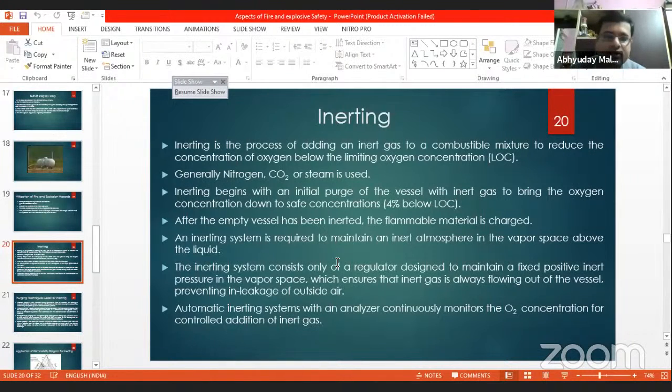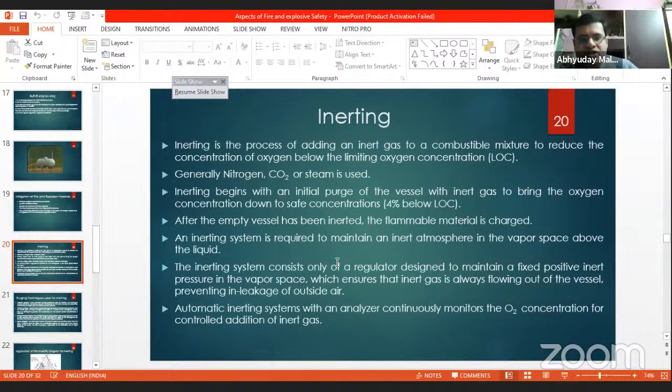So if I introduce an inert gas into the system, the partial pressure of oxygen decreases. And because of this, if there is enough inert gas, then the concentration of oxygen can come down below the LOC. And this will be called inerting. As inert gases, generally nitrogen, carbon dioxide, or steam are used. Now, what we do in inerting is, suppose we have a vessel with a combustible substance inside.